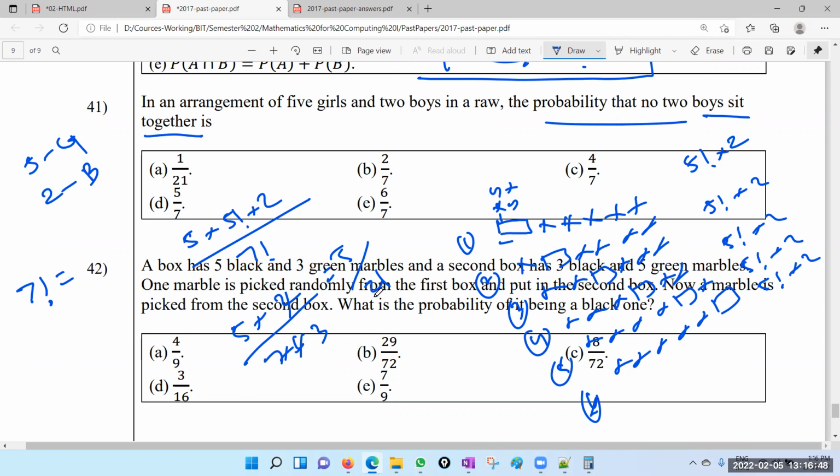Okay. So 5 divided by 21 possibilities are there. The probability of two boys being together is 5 divided by 21. So the question is the probability that no two boys are together. That is 1 minus this, 1 minus 5 divided by 21.